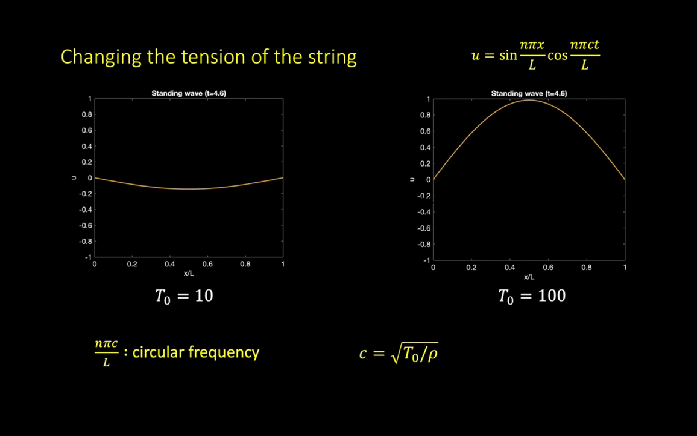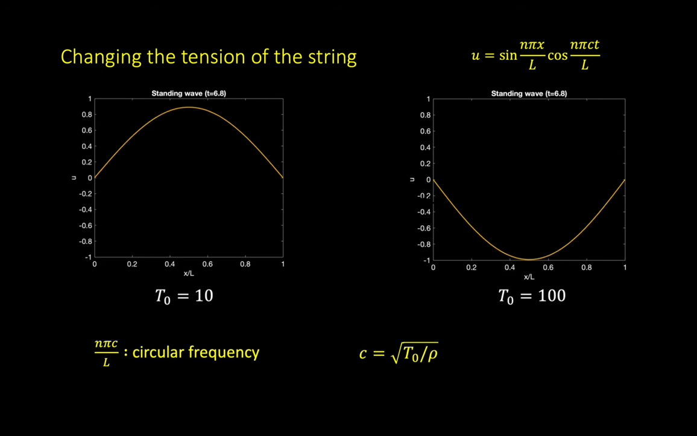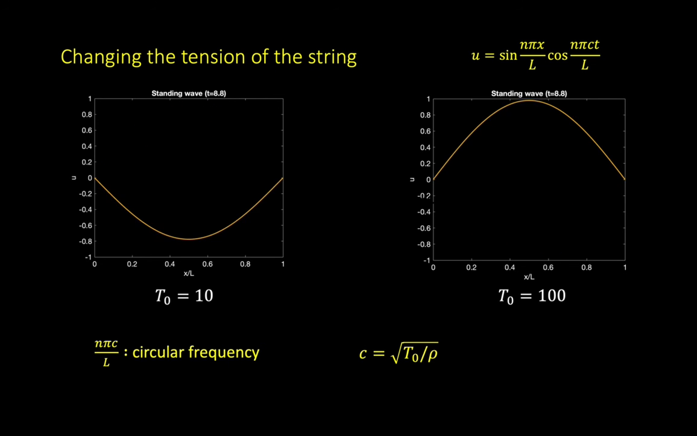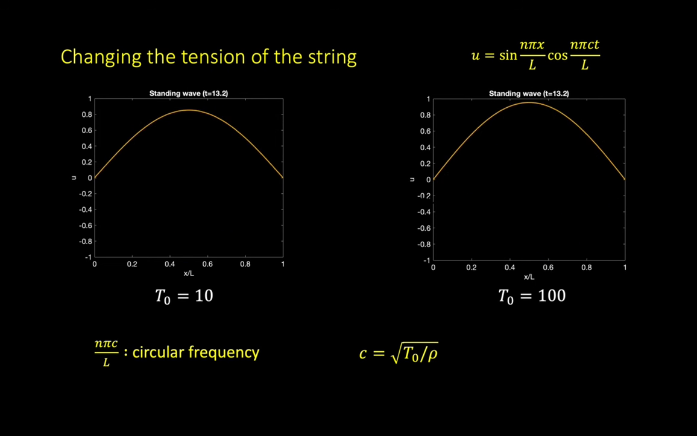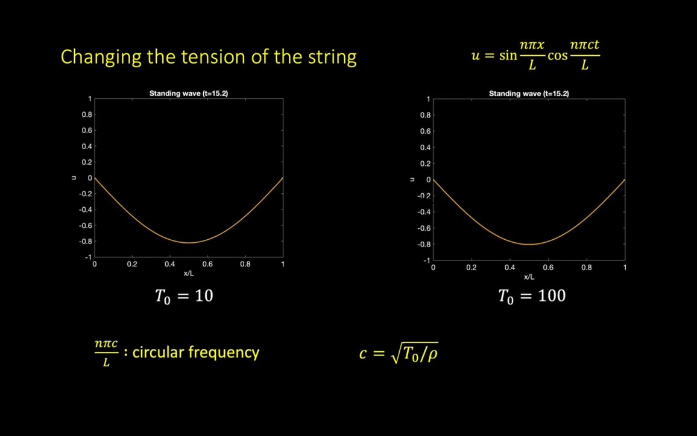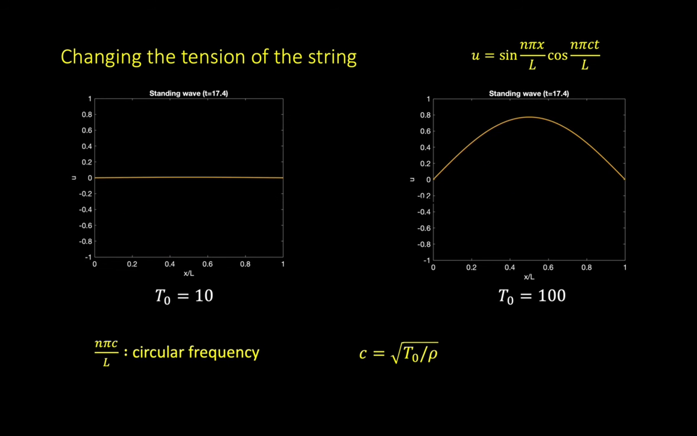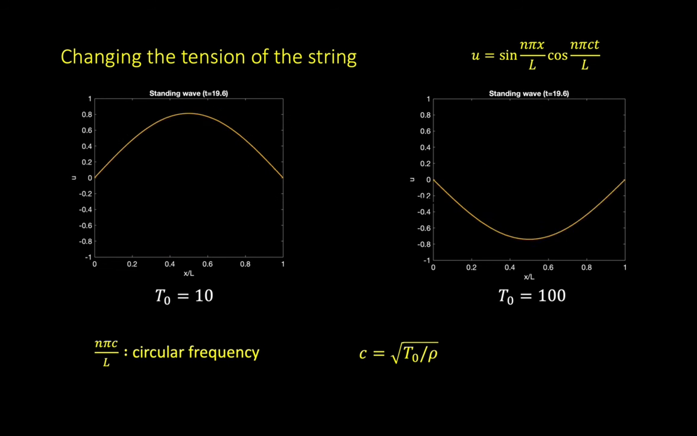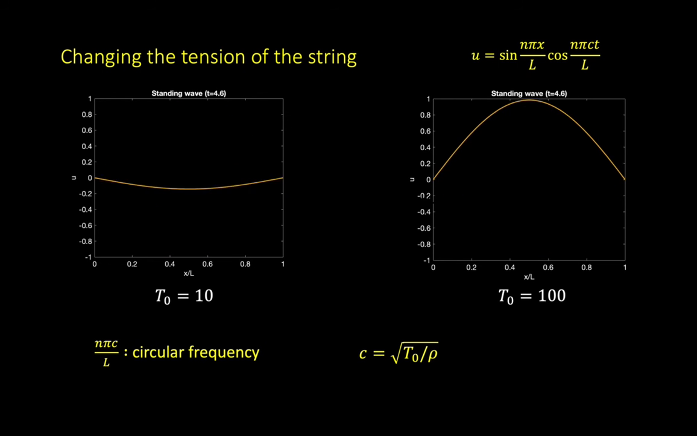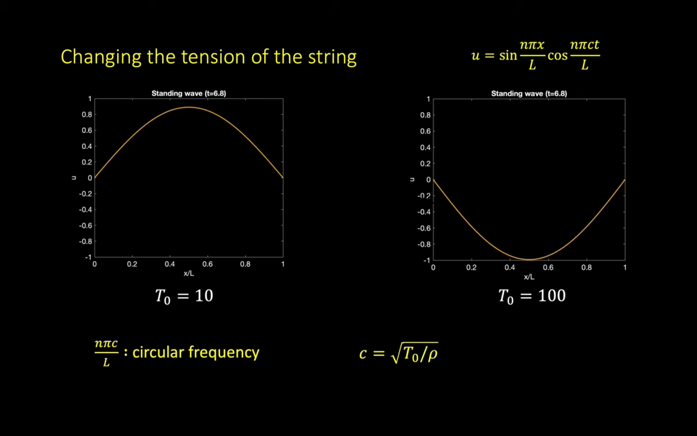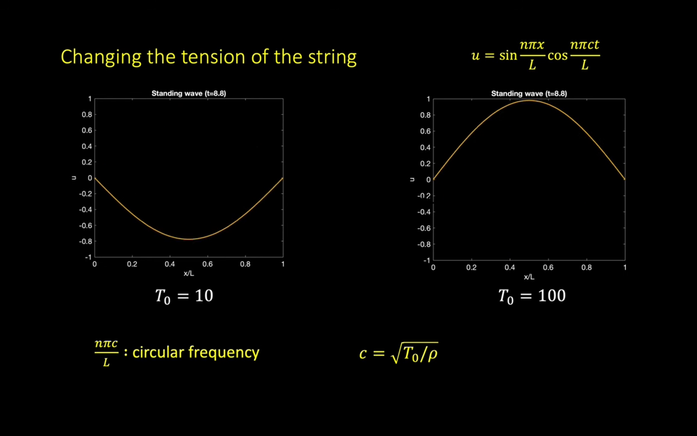What will happen if we vary the tension of the string? The left figure shows the first harmonic wave with tension equals 10, and the right figure shows the first harmonic wave with tension equals 100. The higher tension leads to larger c, leading to higher circular frequency. This explains why the right figure has much higher frequency compared to the left figure.